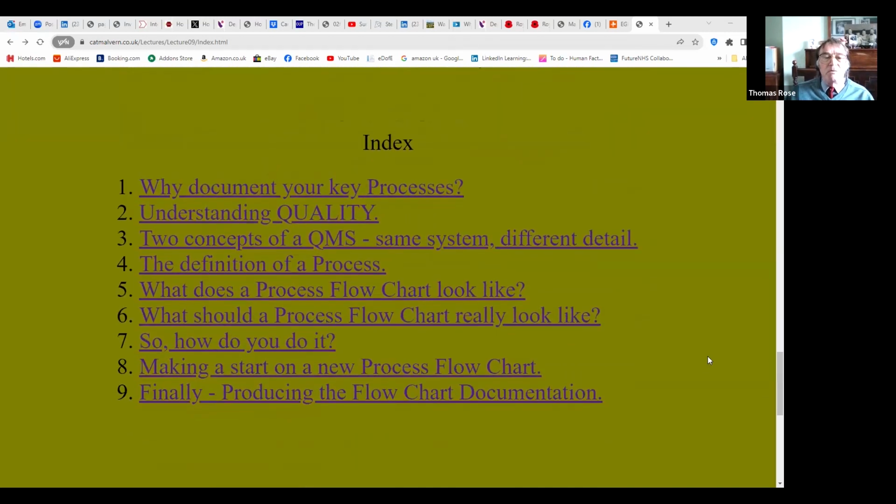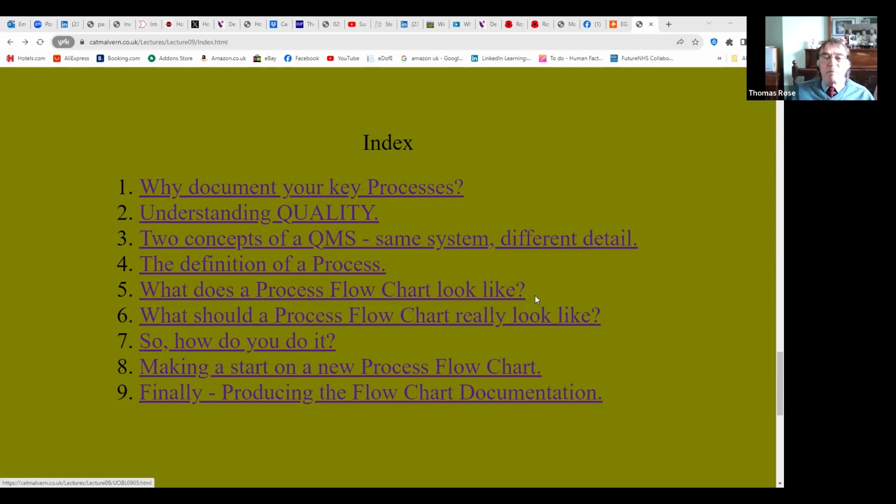So I'm going to talk about why you ought to document your processes, understanding a little bit about quality and quality management, the two concepts of quality management systems that we're faced with. It's the same system, but there's different detail on both. The definition of a process. Defining your processes is one of the most difficult things, and confusing process with procedure is a common mistake. Process is going to be gone into in quite a lot of detail in this little chat.